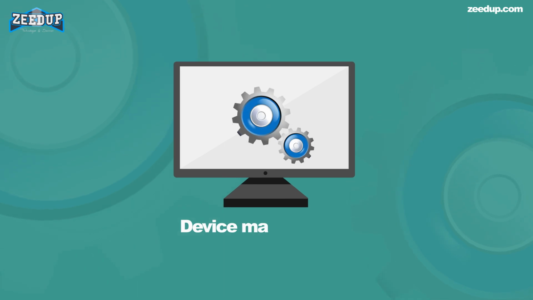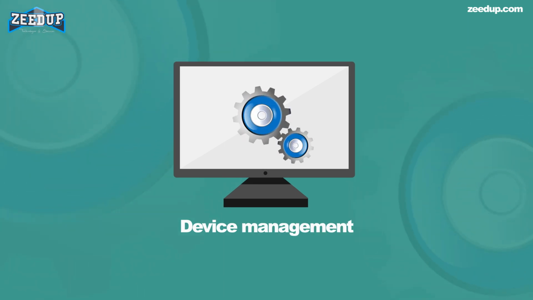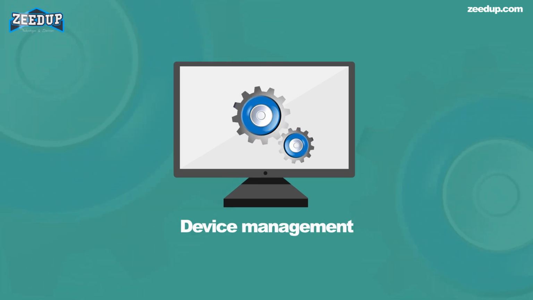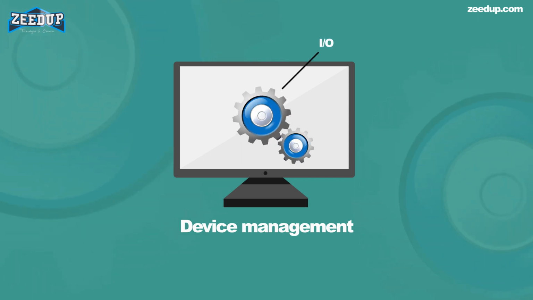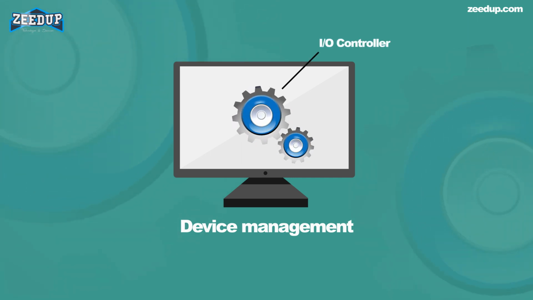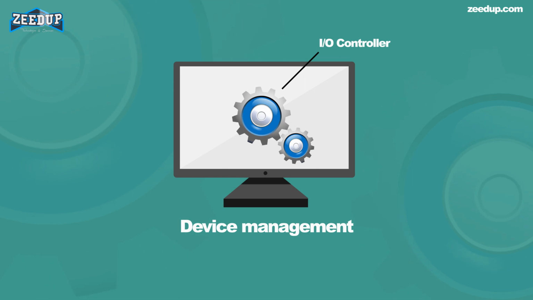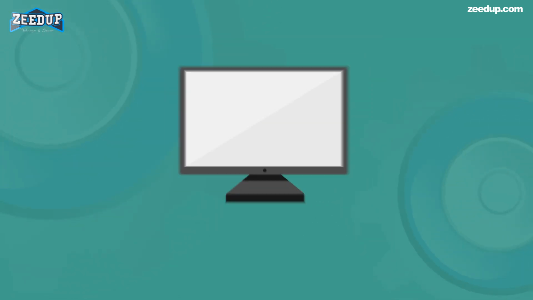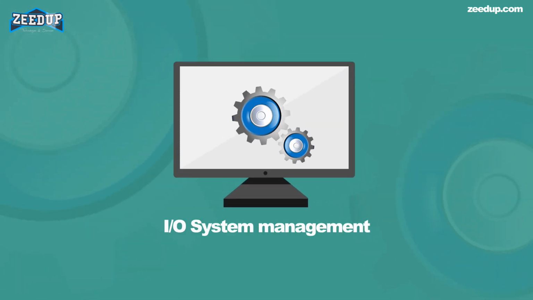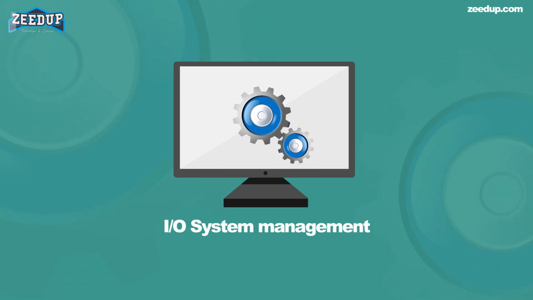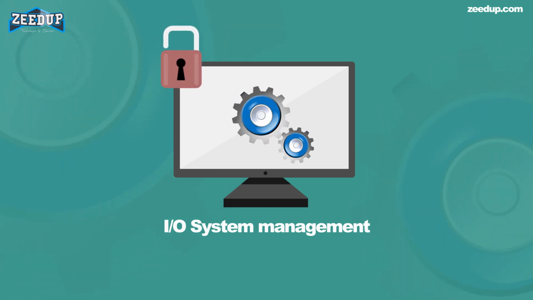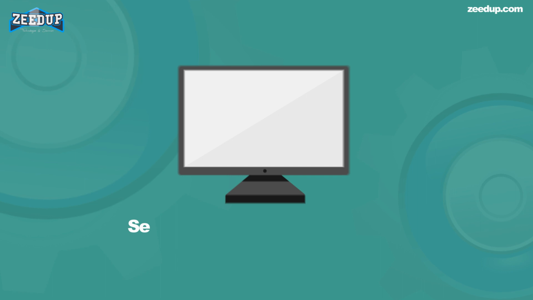4. Device management. Device management keeps track of all devices. The module responsible for this task is known as the I/O controller. It also performs the task of allocation and deallocation of the devices. 5. I/O system management. One of the main objectives of any OS is to hide the peculiarities of hardware devices from the user.